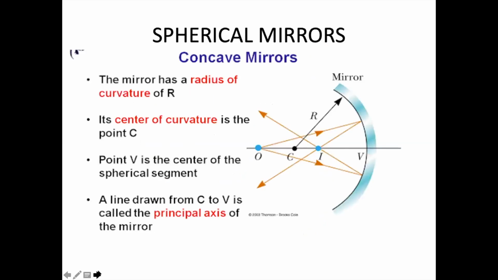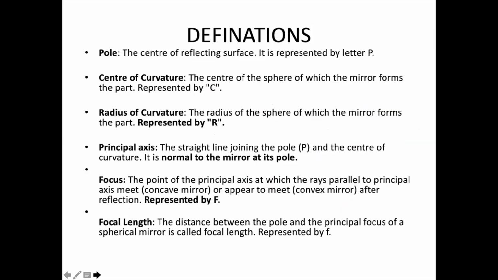So a mirror has a radius of curvature, that is R. It is a distance. Center of curvature is just a point. Here they've given point V, we normally call it point P. Also you can write this as the pole. And the principal axis is a line joining the center of curvature and the pole.